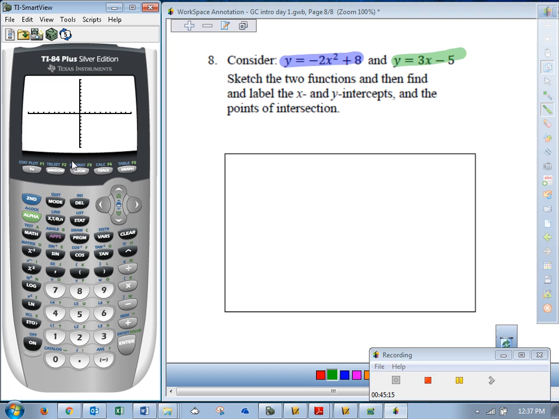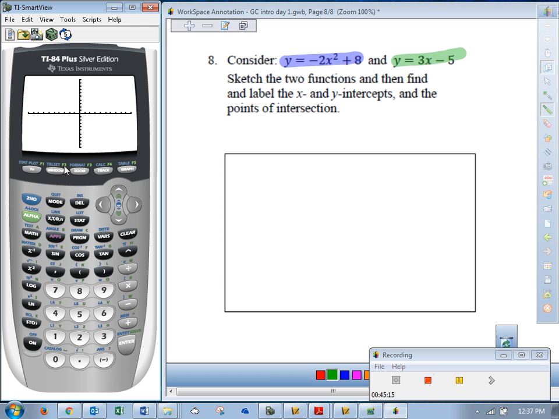So we need to change our window. And who has to change? Out of x-min, x-max, y-max, or y-min, what has to change? The y-min. By how much? Probably not much. It looks like it would be about right here, correct? And this is -10. I'll bet if we went down to maybe -15, we'd see it. I'm just guessing now.